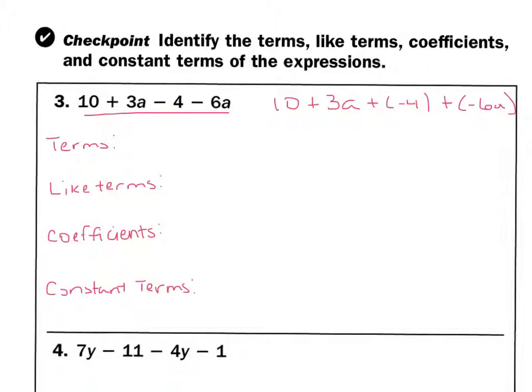Some of the terms are the 10, the 3a, the negative 4, and the negative 6a, each separate part of that. The like terms, 10 and negative 4 are like, and 3a and negative 6a are like. The coefficients are the numbers in front of the a's, so 3 and negative 6. And my constant terms are the numbers that stand by themselves, 10 and negative 4.